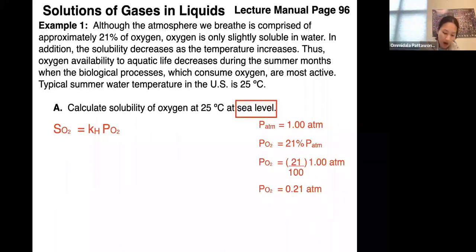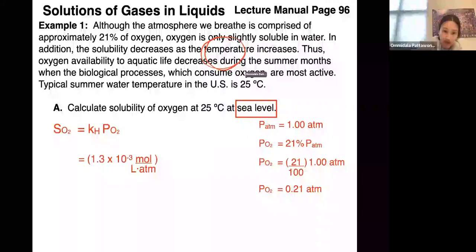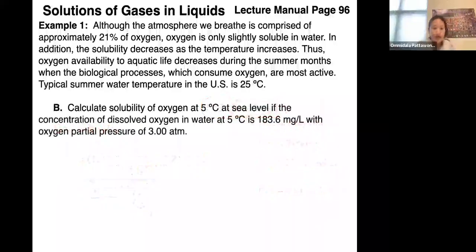Now if you want to know how much oxygen can dissolve in water at 25 degrees Celsius, you use the Henry's law that I mentioned earlier. Note that this list is already at 25 degrees Celsius, so I can just use that. I use this KH and multiply by the partial pressure of oxygen, and you get 2.7 times 10 to the negative 4 mole per liter. What does this mean? It means that at 25 degrees Celsius at sea level, you can dissolve 2.7 times 10 to the negative 4 mole of oxygen in 1 liter of the solution. That's what it means.